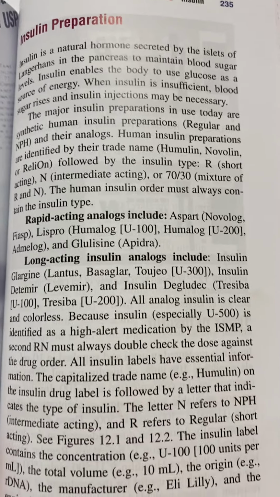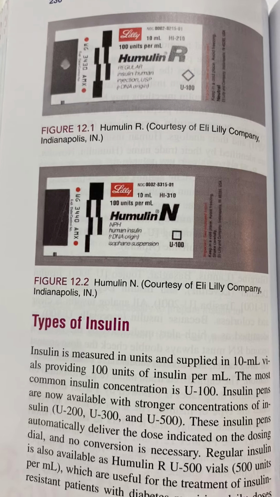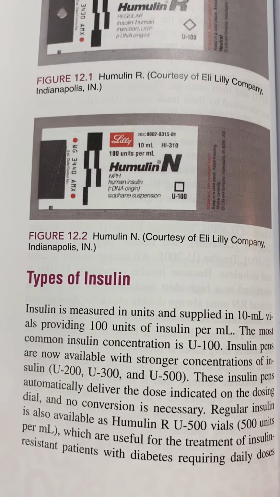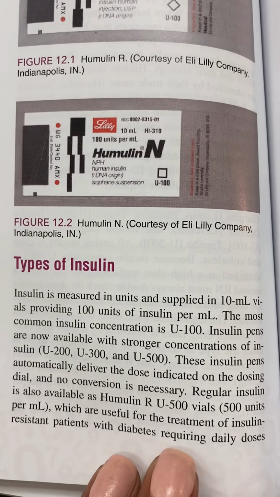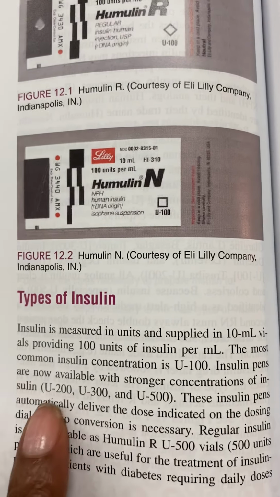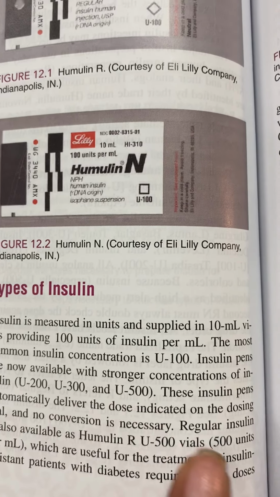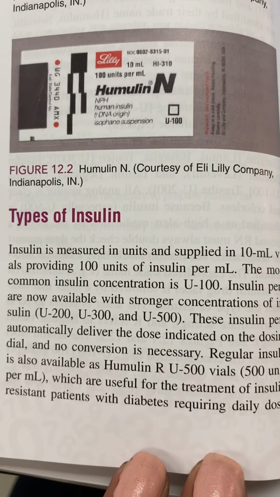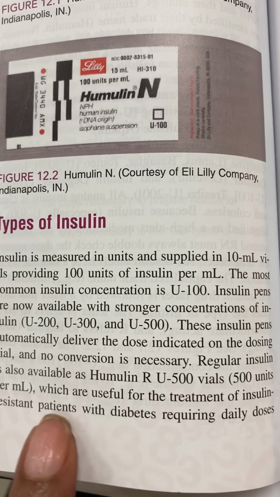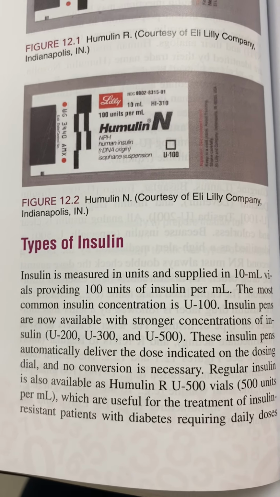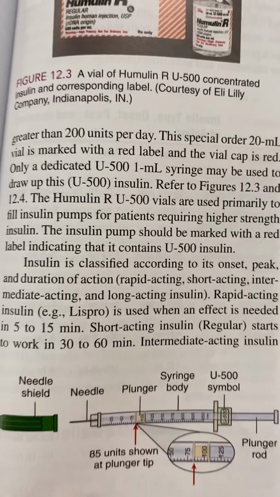So all of these are imperative and important when you are reading your text, because it is so very important that you know different types of insulin, as sometimes you will not always use the U100 syringe. Depending on the dosage, you will use the U200, U300, and possibly the U500 injection. The Humulin U500 vials are useful for the treatment of insulin-resistant patients with diabetes, requiring a daily dose greater than 200 units.